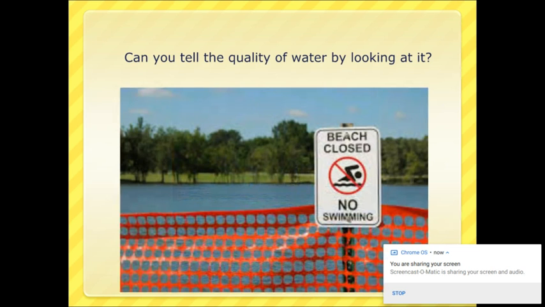Let's consider some of the possible sources of pollutants. Many of the most common pollutants come from one of two places, humans or animals. Human fecal matter, that's poop, in bodies of water is the greatest public health threat because humans are reservoirs for bacteria, parasites, and viruses that are dangerous to other humans, and they can cause a variety of illnesses.